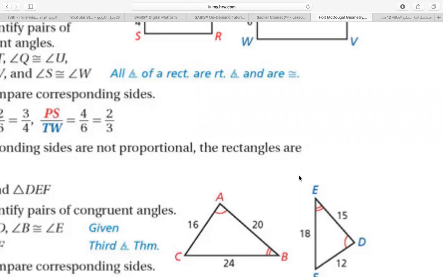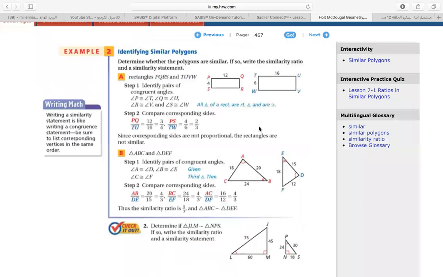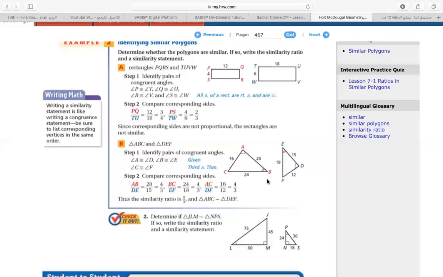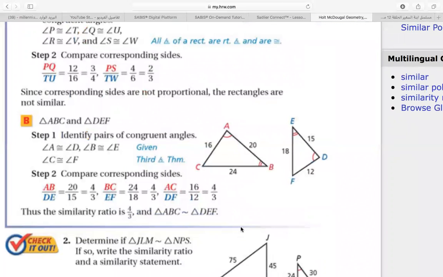You see, girls, when I decide which triangle will be up and which triangle will be down, I will keep it the same in all my comparisons. Because if I change the order at any time, the ratio will change. And then you will tell me, teacher, I didn't get the same ratio, they are not similar. No, they are similar, but you changed the order. Got it?